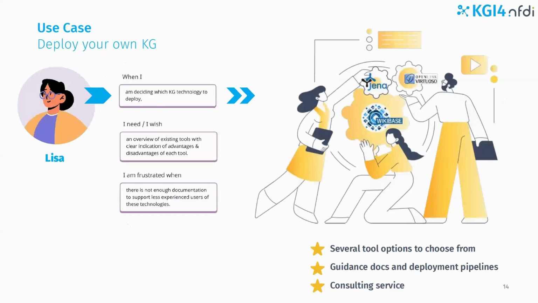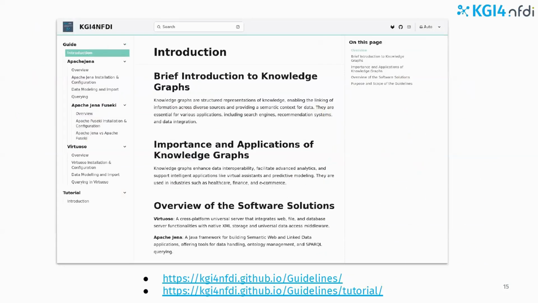If you want to deploy your own knowledge graph, you will have to think about which technology to use. There are several options. We have described some of them on our hub. And you would have to make some decisions like which standards to follow and what operating procedures, which workflows, which permissions, these kinds of things. Here you see an example of what the documentation looks like on our website for guidelines and introduction.